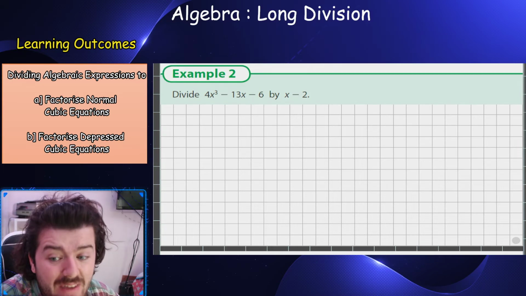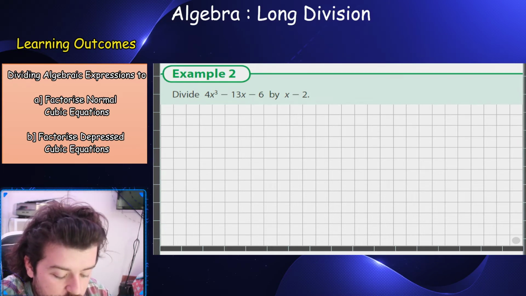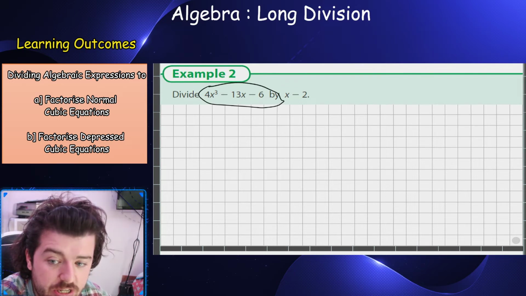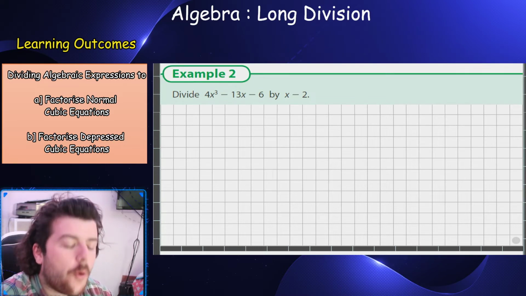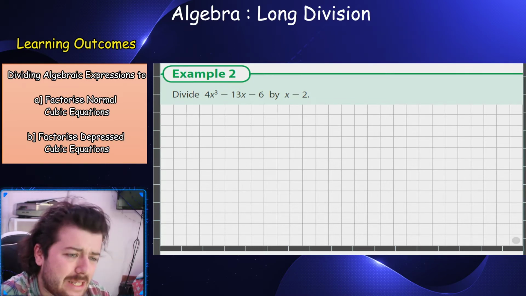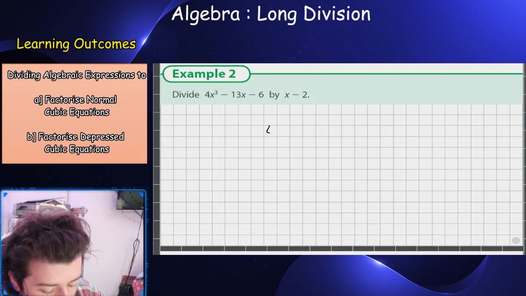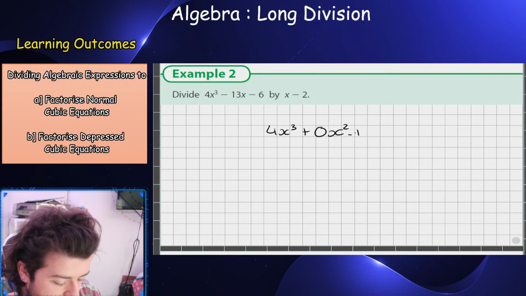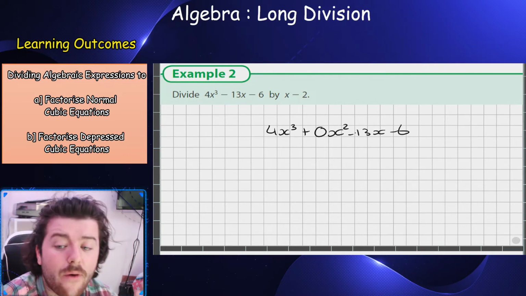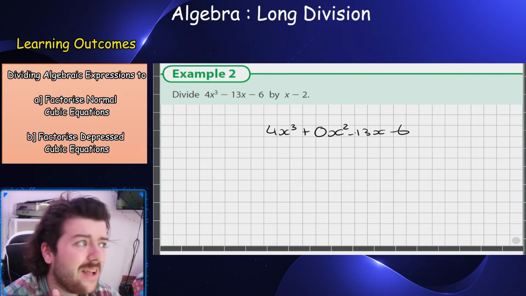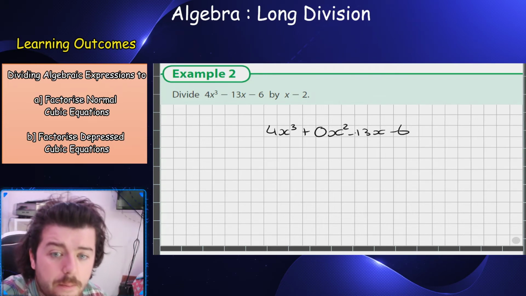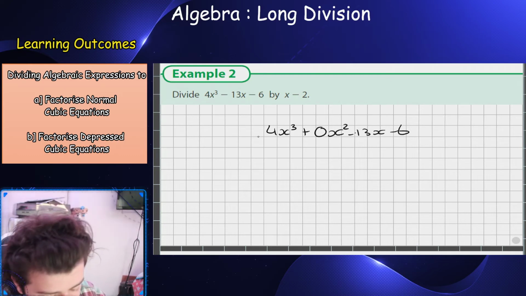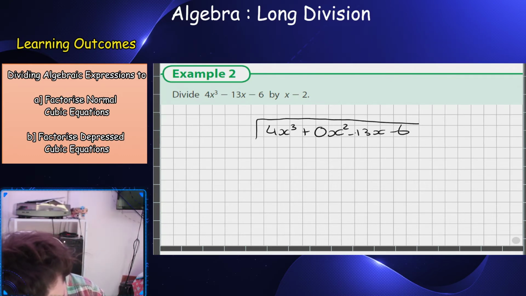So for convenience's sake, I need to rewrite this initial expression here, because it's going to cause confusion later on since we don't have the x squared term. But I can't just add an x squared term, so that's why I have to add a 0x squared term, because 0x squared is the same as just adding 0. So I have 4x cubed plus 0x squared minus 13x minus 6, and I divide all that by x minus 2.